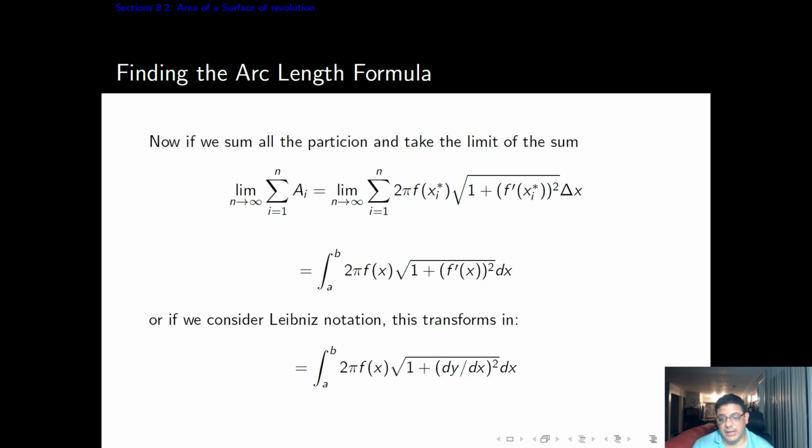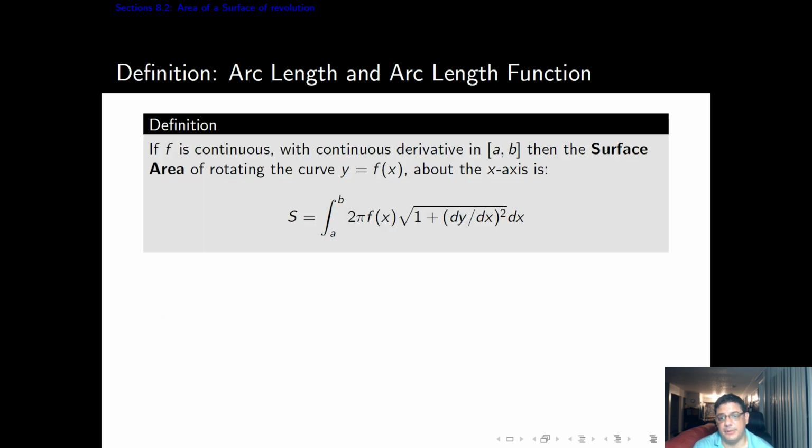We can also see this in Leibniz notation, where we change f prime to dy dx. Now, remember that we want f to be continuous and to have a continuous derivative in the interval a b.